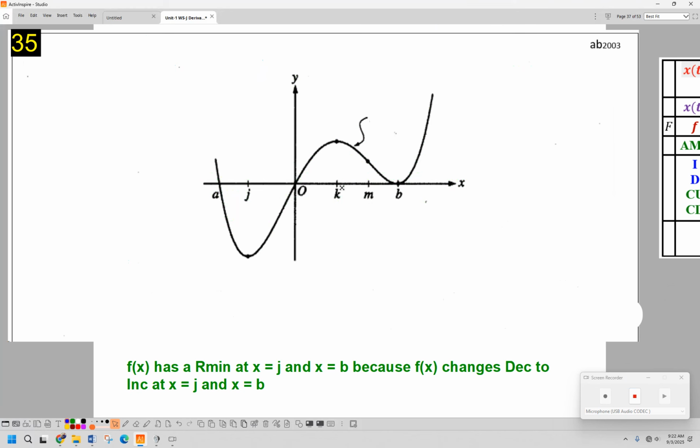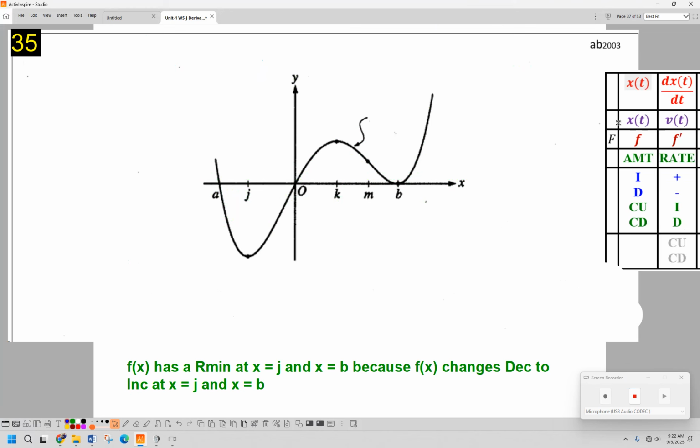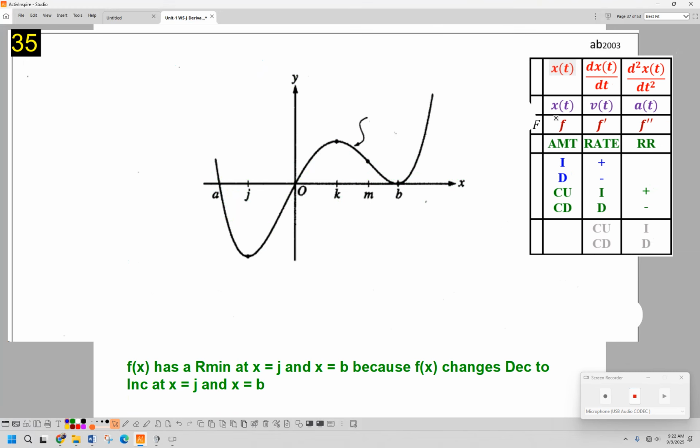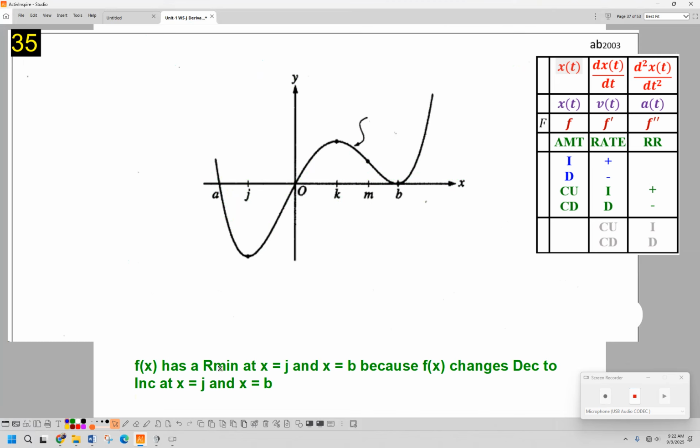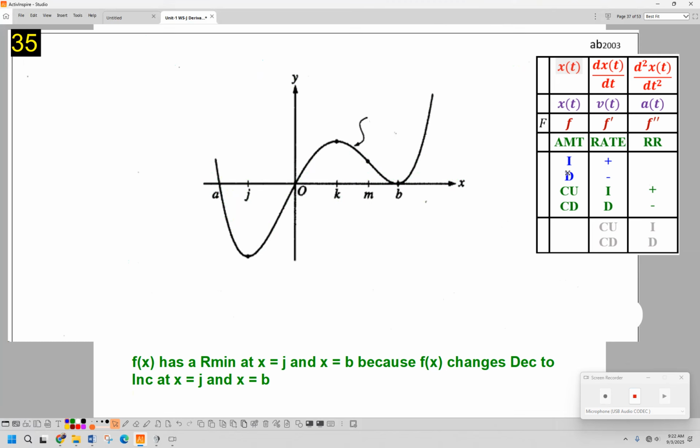Okay, so you have to use Danica's chart for that. You don't have to, but I find it very useful. If we're looking for a relative min on f, we're looking to see what we saw here. When f changes decrease to increase, decrease to increase.